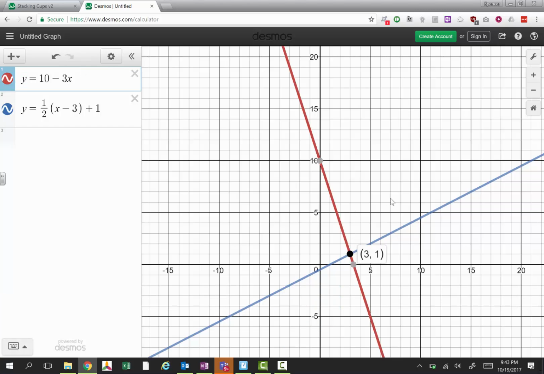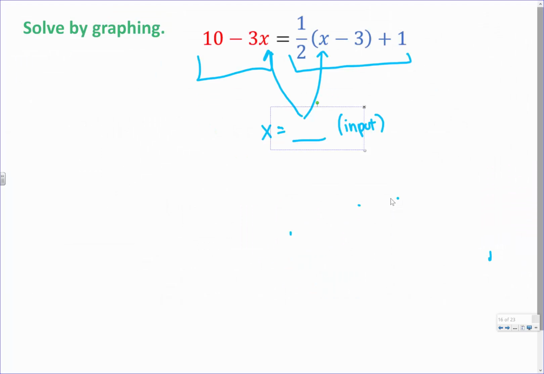And the answer is the intersection point. So in this case, since I have an intersection at 3, 1, my answer is the input x is 3, and the output is 1. That would be y. Now, you don't see a y in the problem, right? There's no y here, but you have to infer that because we've been doing so much work with input and output. And that's really what it means to solve an equation. I don't know if you ever realized that before.